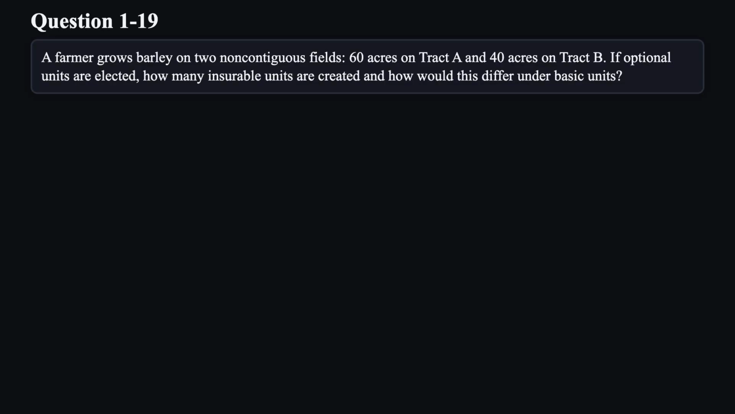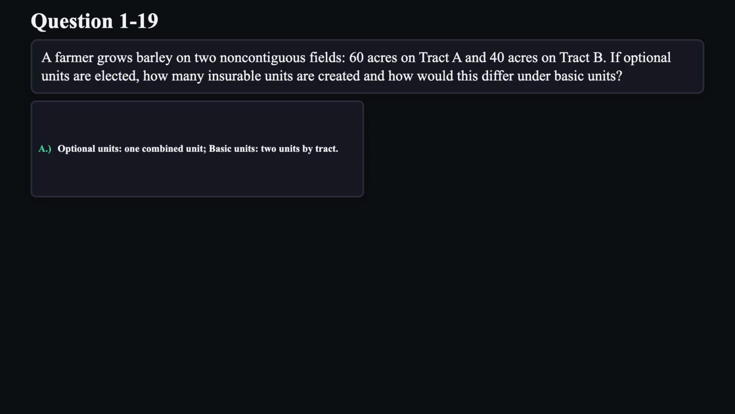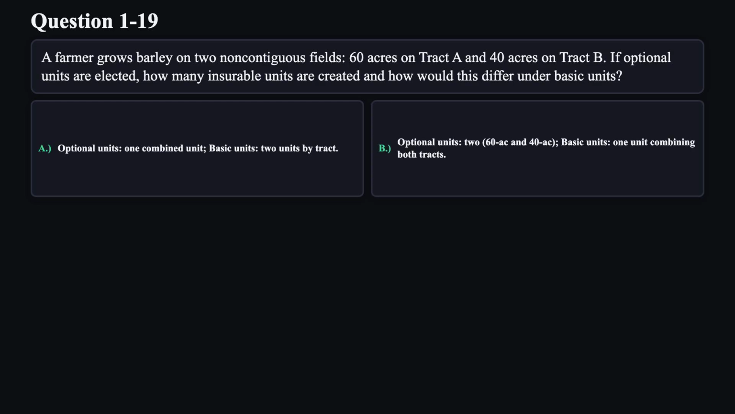Question 19. A farmer grows barley on two non-contiguous fields, 60 acres on tract A and 40 acres on tract B. If optional units are elected, how many insurable units are created and how would this differ under basic units? A. Optional units, 1 combined unit. Basic units, 2 units by tract. B. Optional units, 2, 60 acres and 40 acres. Basic units, 1 unit combining both tracts.